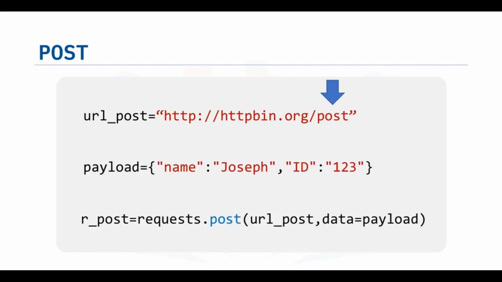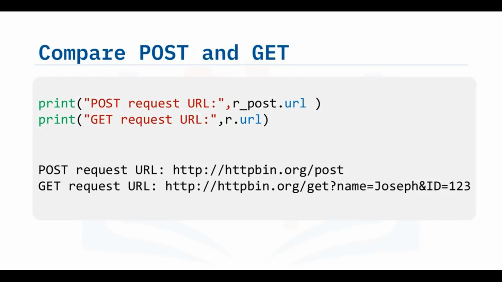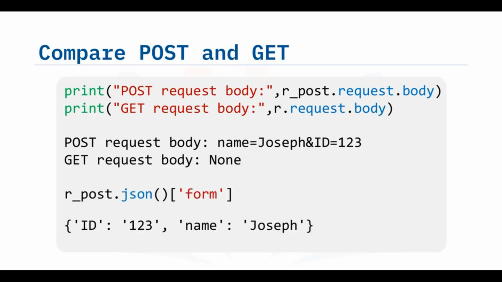To make a POST request, we use the POST function. The variable payload is passed to the parameter data. Comparing the URL using the attribute URL from the response object of the GET and POST request, we see the POST request has no name or value pairs in its URL. We can compare the POST and GET request body. We see only the POST request has a body, and we can view the key form to get the payload.